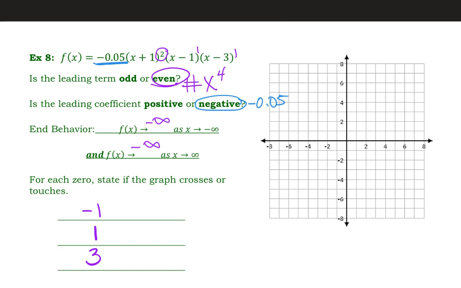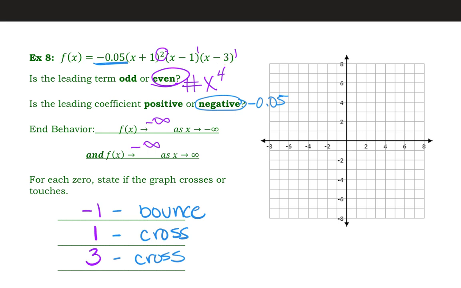So then looking at our exponents, this one's a 2. Remember, if it has a square, it makes a 2. This is our bouncing, so it's going to bounce off the first one. And then on 1, it's going to cross. And then on the 3, it's going to also cross. Let me repeat that one more time. This one's going to bounce because the exponent's even. This one's going to cross because it's odd. This one's going to cross because it's odd.